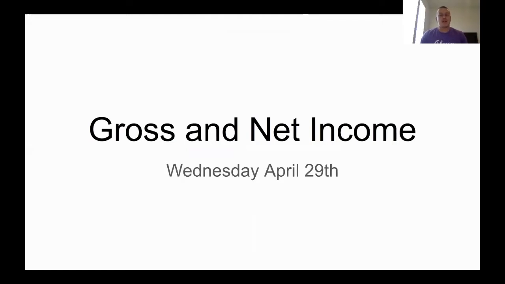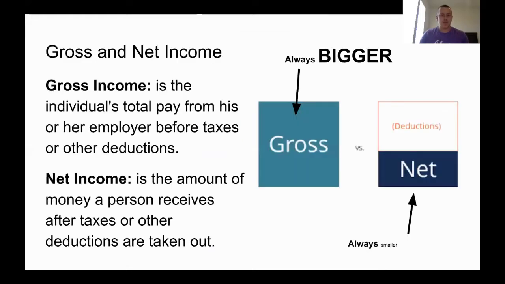Today we're going to talk about gross and net income. We're going to start off our lesson with the definitions of gross and net income. Gross income is the individual's total pay from his or her employer before taxes or other deductions. Net income is the amount of money a person receives after taxes or other deductions are taken out.